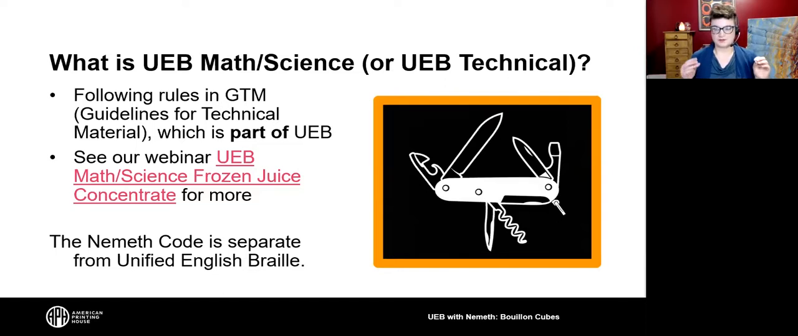Let me be super explicit here. The Nemeth Code is separate from Unified English Braille. They are two separate and distinct Braille codes.